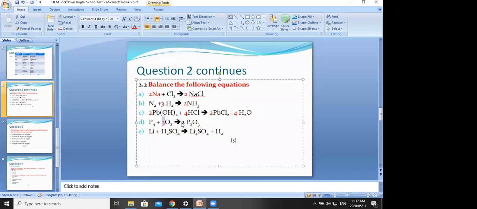Which is correct. We're gonna calculate now our elements. Now we have 2 phosphorus on the left, and we've got 4 on the left and 4 on the right. 6 on the left and 6 on the right of oxygen. So we are balanced.